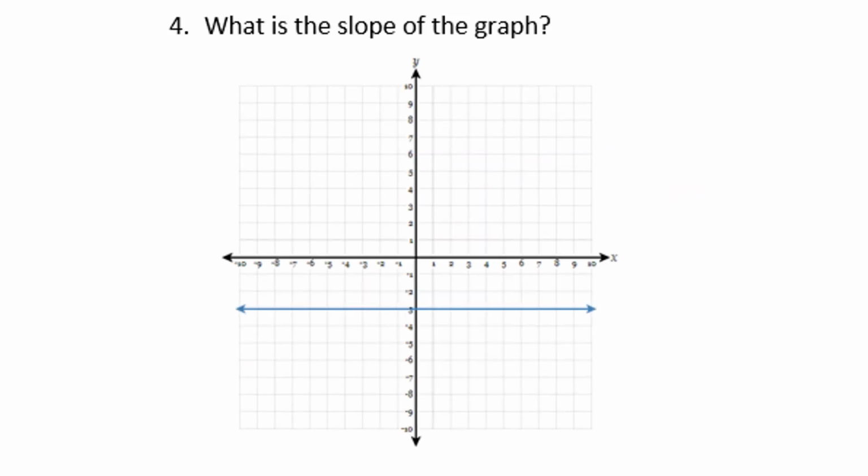For number 4, it asks what is the slope of the graph. Because our line is not going up or down, it is going straight across. It means that we cannot have a rise over the run because the graph is not rising. It's not going up, it's not going down, it's just going across, meaning our answer is simply 0. Our rate of change, our slope, m, is 0.